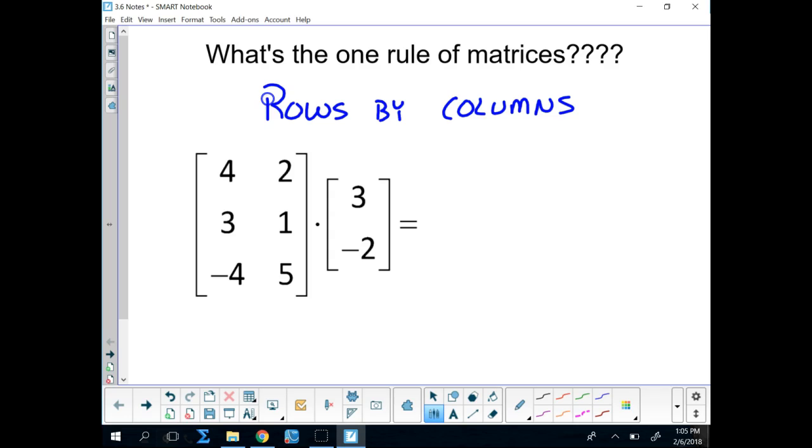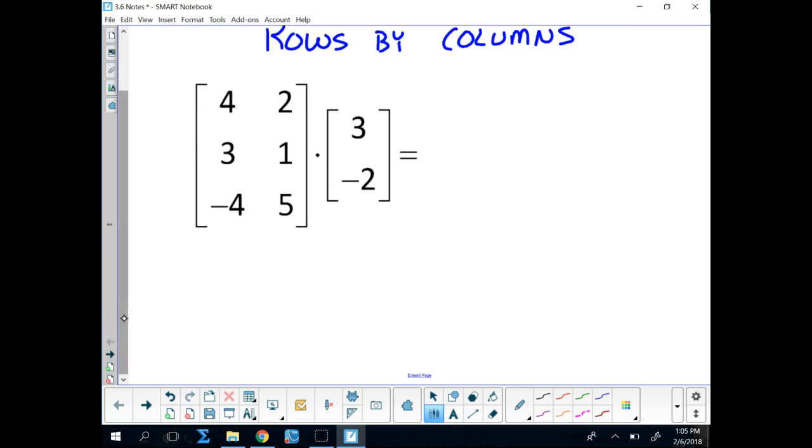Okay. When you multiply matrices, you take the rows of your first matrix and you multiply them by the columns of the second matrix. Rows by columns. Everything we do is rows by columns.